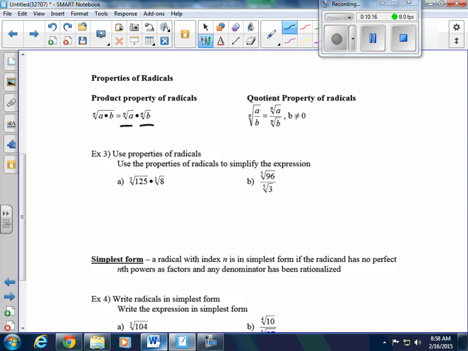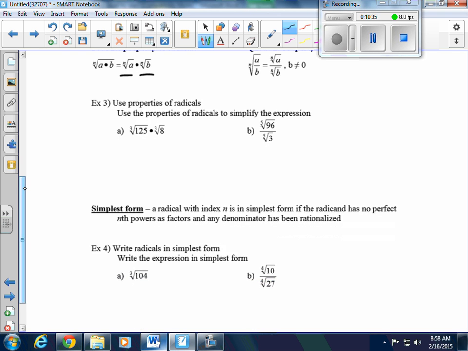The same thing is true if we have a radicand that is a fraction. If I have the nth root of a divided by b, I can break it up into the nth root of a over the nth root of b, provided that b is not 0, because that would give us 0 in the denominator. So in example 3, we're going to use our properties of radicals, and we're going to multiply these. So we're going to get the third root of 128 times 8. Well, that's going to give us 1,000. Well, the third root of 1,000 is 10, so there's our answer in this case.